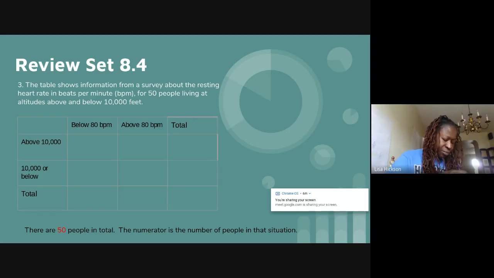All right, so now let's look at what the problem is asking you. It says create a two-way table that shows the relative frequencies for each of the values. So the relative frequencies are just the decimal equivalent of the probability. So remember, how many people did they say? How many people did they use in this survey?